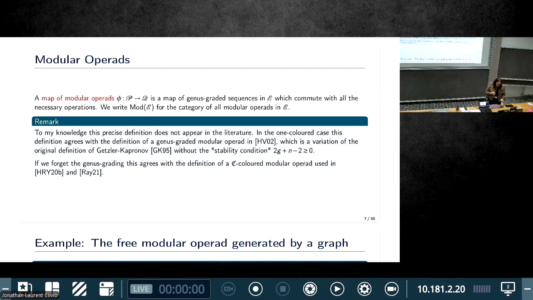But this is what we need for our geometric constructions we'll be doing today.